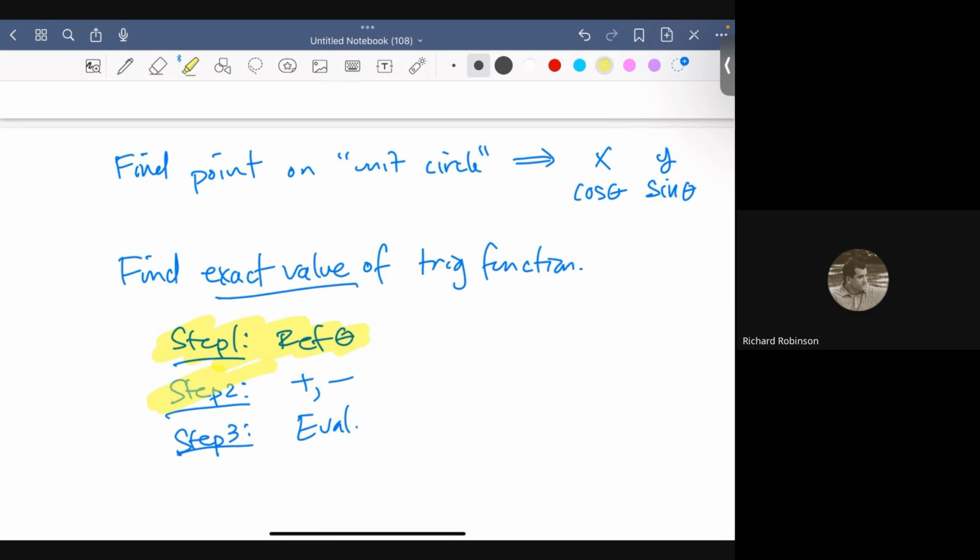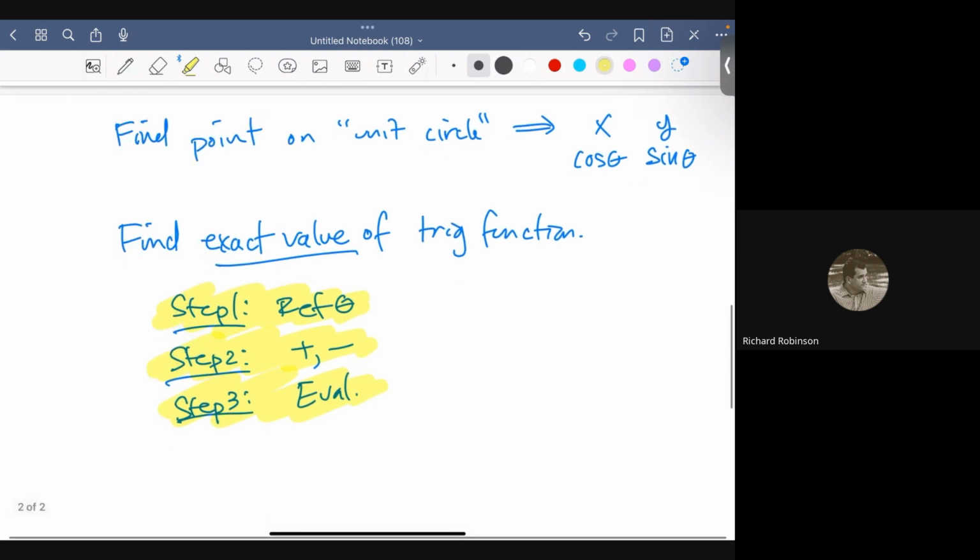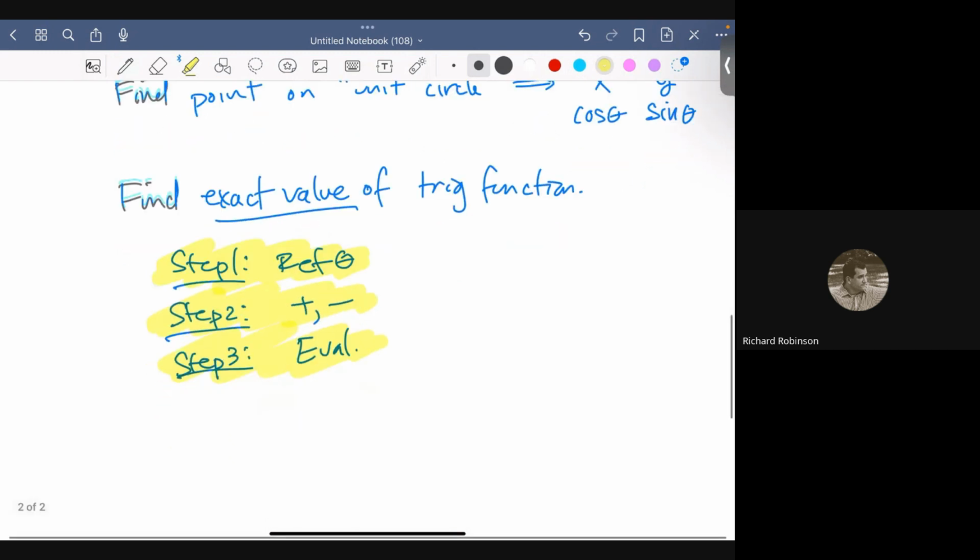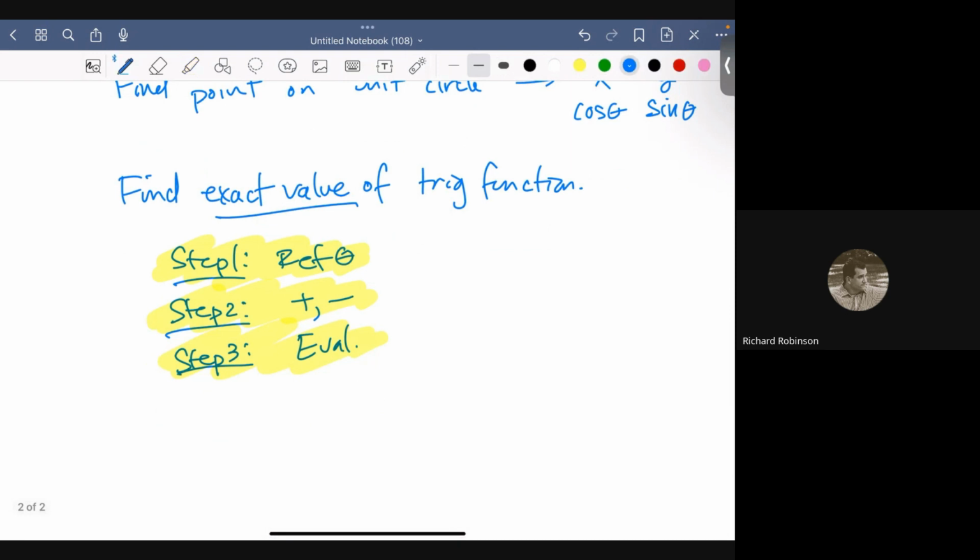If you're finding the exact value, did we talk about those 3 steps? Yes? No, we didn't talk about those 3 steps? Oh, okay, cool. Thank you, Avon. Well, hopefully that helps. Does that help? Yes?